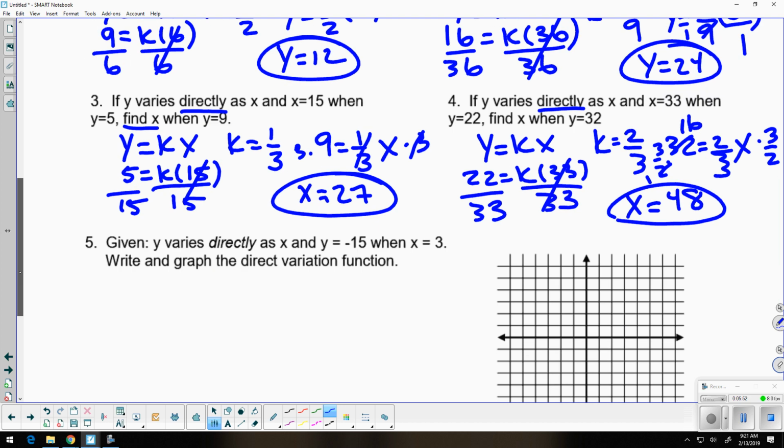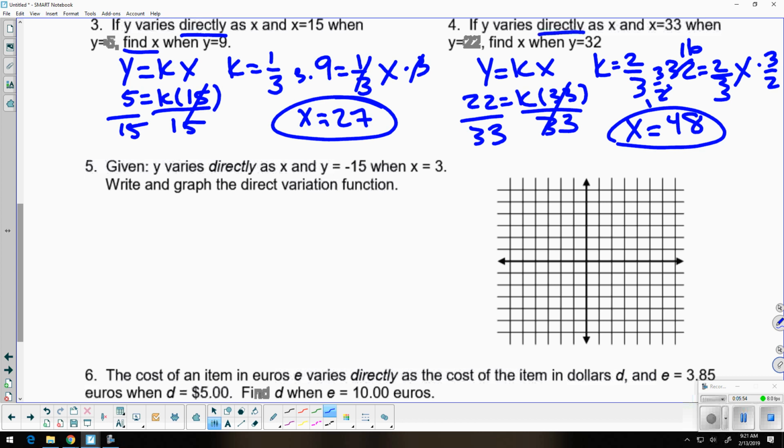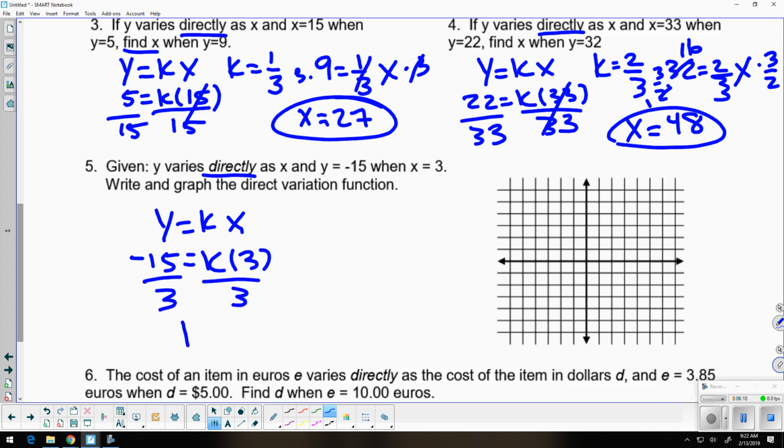So using those equations. But now what does this look like graphically? So it says y varies directly as x, and y is -15 when x is 3. So now we're going to graph direct variation. So again, it's just y equals kx, right? Y is -15 when x is 3. So solving for k, you get k is equal to -5. Okay, so we have our k. We're pretty much done. Now it says to write and graph the direct variation function.